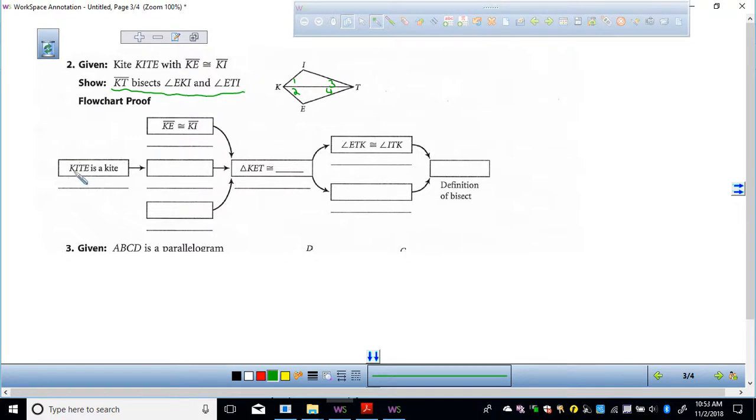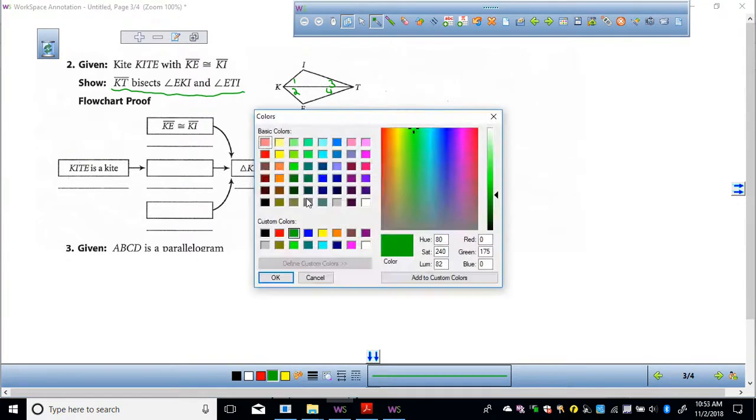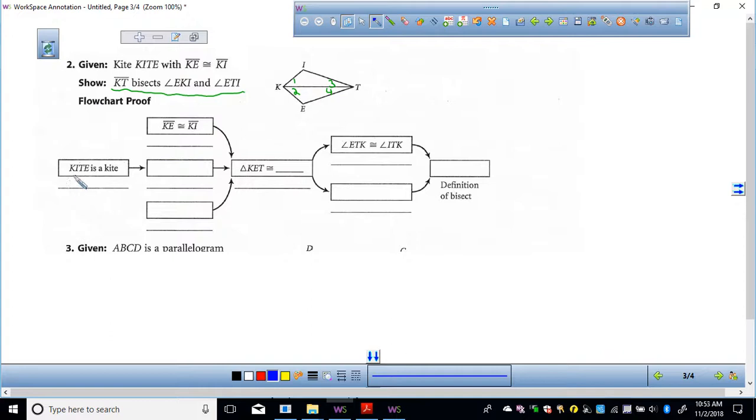So let's look at what I'm given. KITE is a kite. How do I know that KITE is a kite? Given. It's given. Okay, let's change color. I'm tired of this color. Ooh, let's do purple. That's my favorite. Okay, that's given. Given. Is that purple? That's purple. How do I know that KE is congruent to KI? Given. That's also given. Okay.